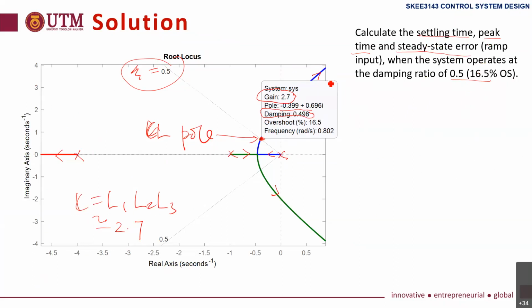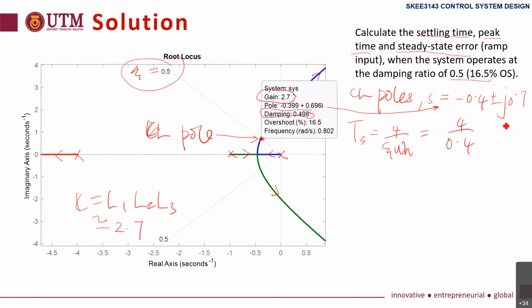Okay, we get the closed loop pole S equal to here, about minus 0.4 plus j 0.7. I took from here, I just put 0.4. It's 0.399 plus 0.696. Then we can calculate settling time, 4 over zeta omega n. 4 over 0.4 is 10 seconds. And peak time, pi over 0.7. You can calculate, I do not have the value.